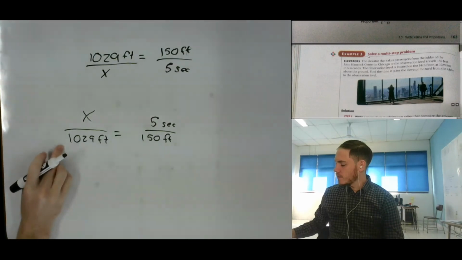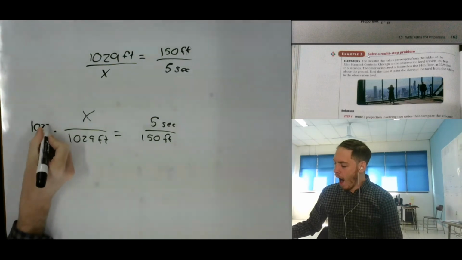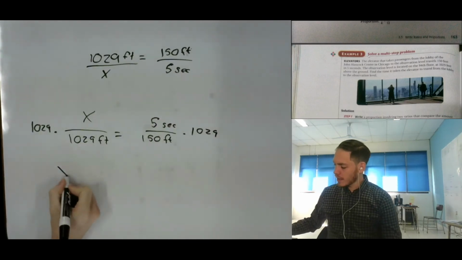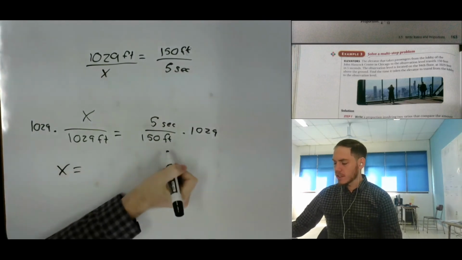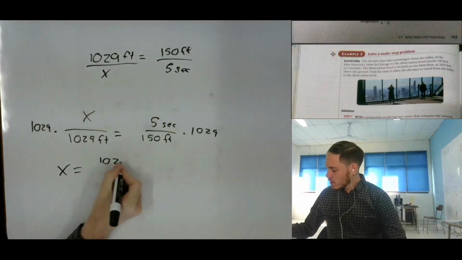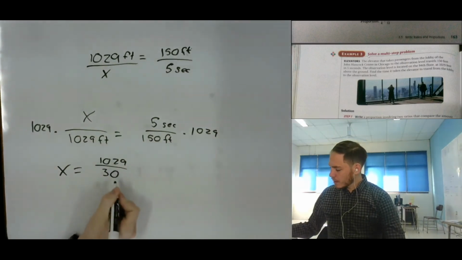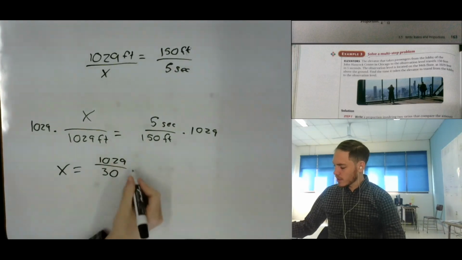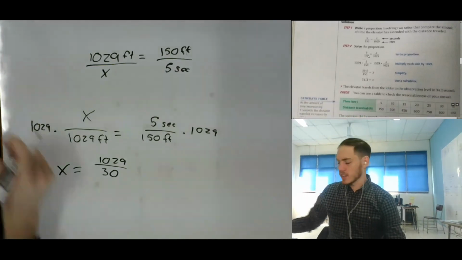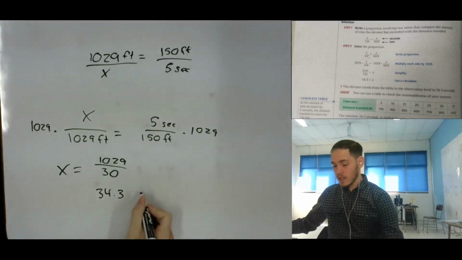So then what we need to do is cancel out this bottom number over here, so we get x by itself. And then these two can simplify a little bit. So you're going to get 1,029 divided by 5 and 150 divided by 30, and this is going to be our seconds. Now if we use a calculator, this is just going to be 34.3 seconds.